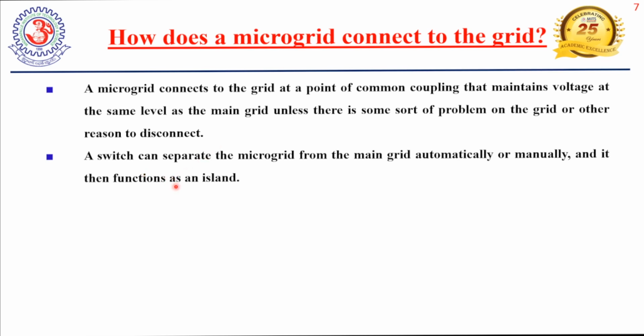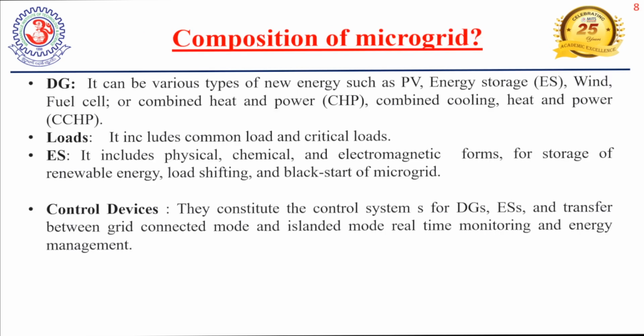Next, while connecting the microgrid to the grid, we can switch or separate the microgrid from the main grid automatically or manually. Both functions are available. We can connect automatically or manually as per our requirement, as per our demand. So the next thing is the composition of the microgrid. That means, what components are available in the microgrid.